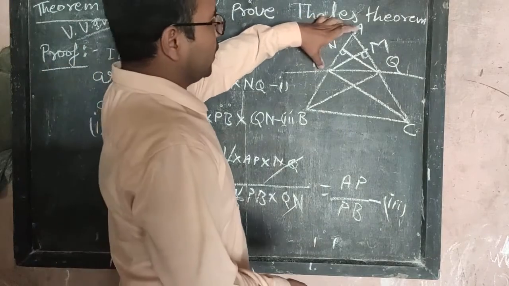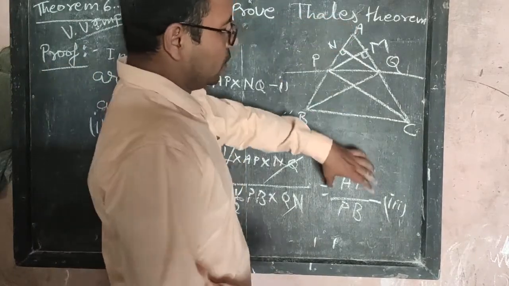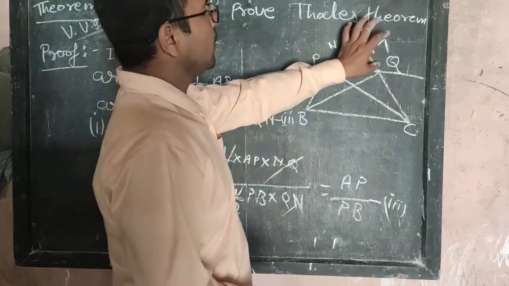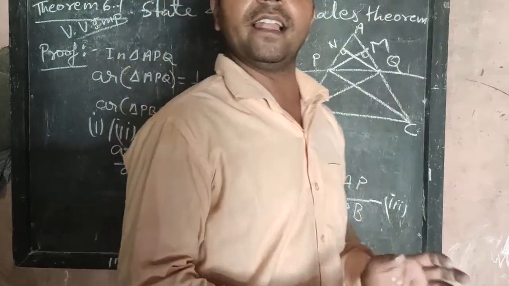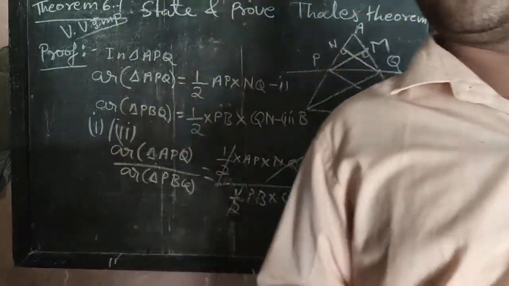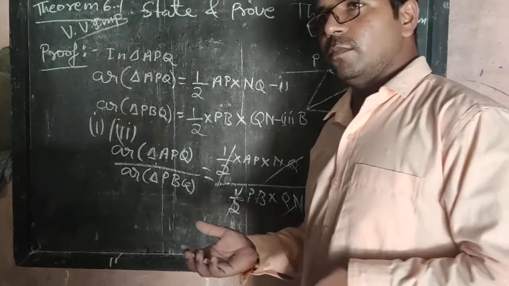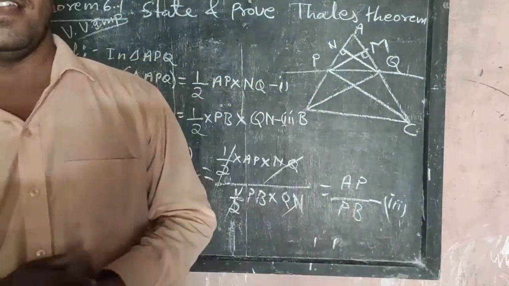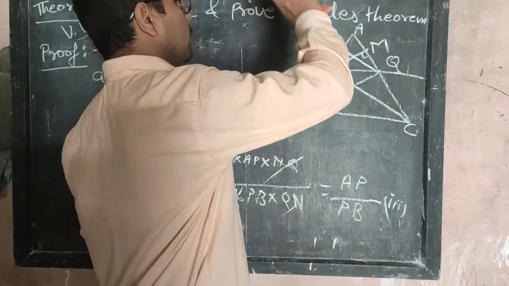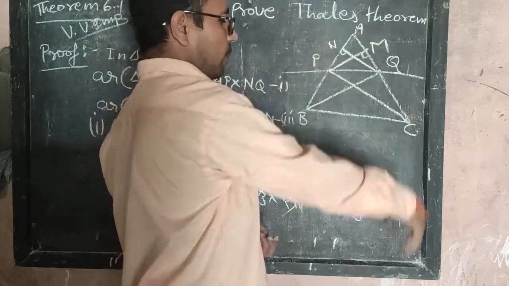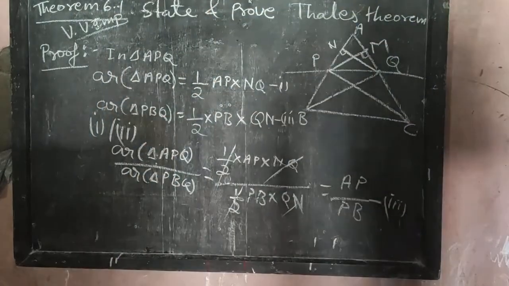Now on one side we have got AP upon PB. The same thing we have to do for AQ upon QN also. This theorem is very simple, don't think it is too difficult. Now let's see how we can prove it for that side also, AQ upon QN.